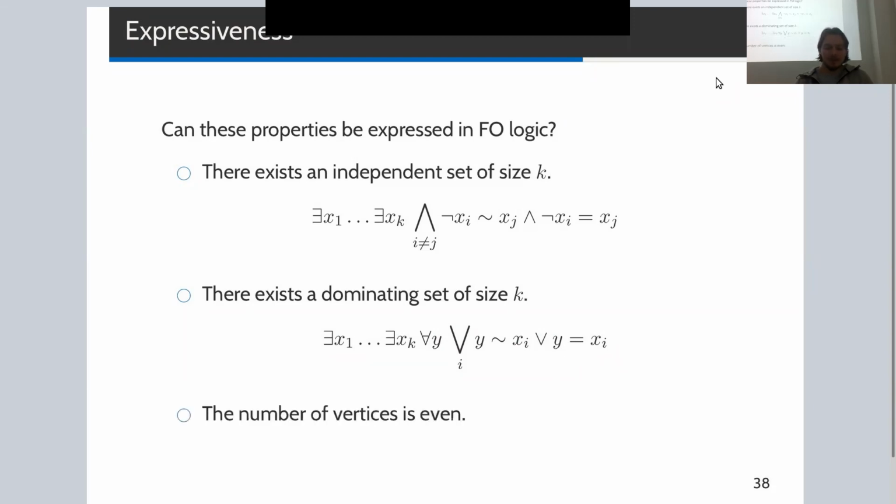How about checking whether the number of vertices is even or not? So in the exercise, we already discovered that you cannot even do this in MSO logic. So particularly you can do it with FO logic, but except this time we will be able to prove that you cannot do it.